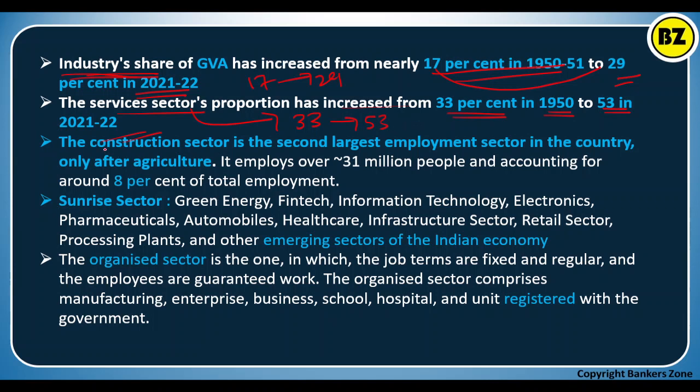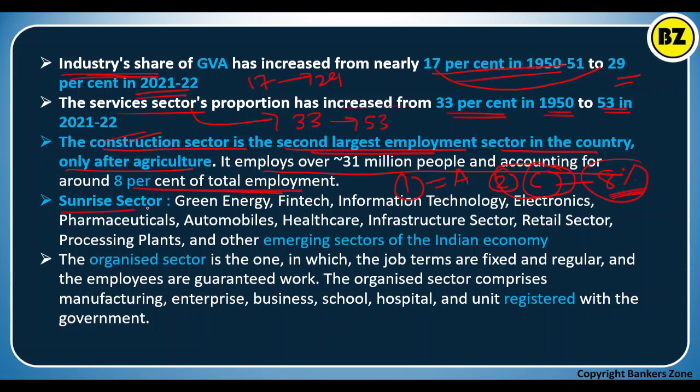The construction sector is the second largest employer in the country after agriculture. So the first employment is provided by agriculture, and second by the construction sector. Important, remember: it employs over 31 million people, accounting for around 8% of total employment. So out of total employment, construction is in second position after agriculture, at 8% of employment. It is very huge. That's why the government has launched one special scheme for construction workers also. I think it is Garib Kalyan Yojana. You just go through it.